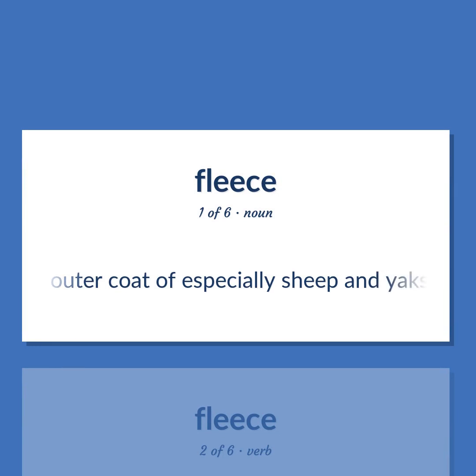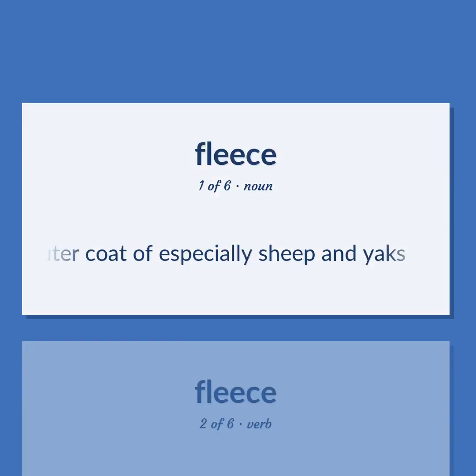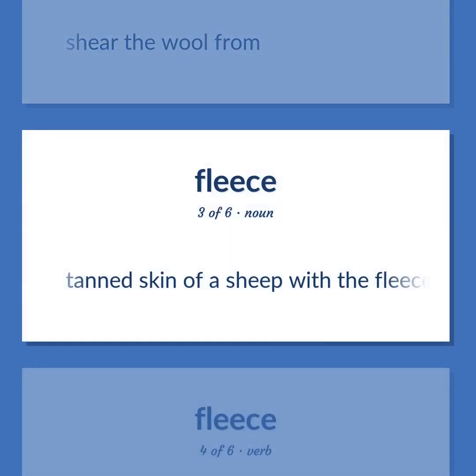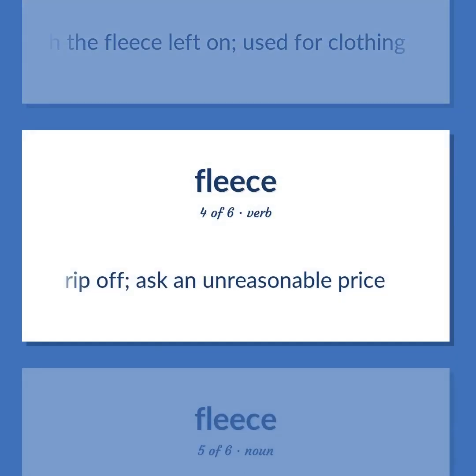Outer coat of especially sheep and yaks. Shear the wool from. Tanned skin of a sheep with the fleece left on, used for clothing. Rip off. Ask an unreasonable price.